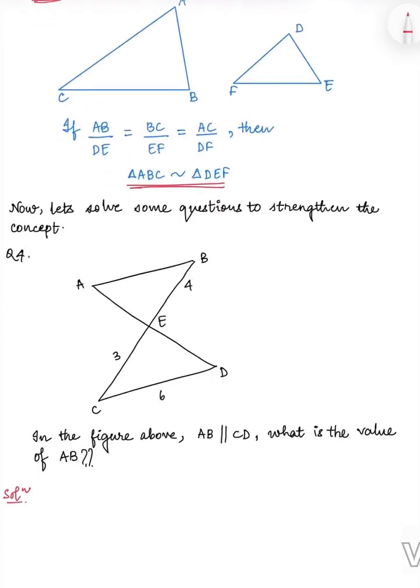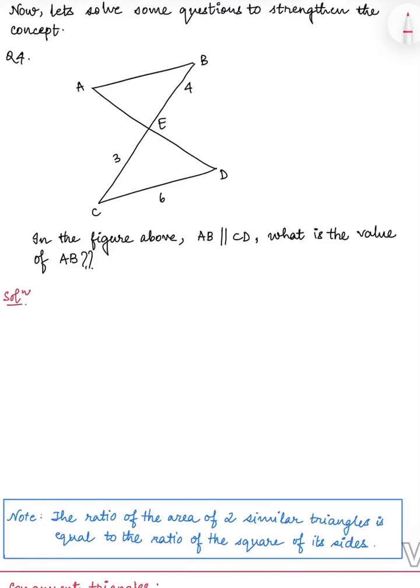Now we'll try to solve a question so that we strengthen the concept better. In this question it is given that AB is parallel to CD. This is the symbol for parallel. So what is the value of AB? We need to find out this value. Now we have to first prove that these two triangles, that is triangle ABE and triangle CDE, are similar.